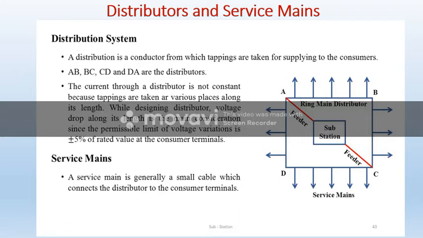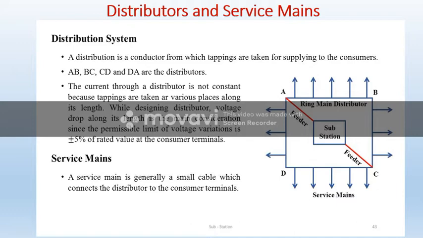Distribution and service mains. A distributor is a conductor from which tappings are taken for supplying to the consumers. AB, BC, CD, DA are the distributors. Current through a distributor is not constant because tappings are taken at various places along its length. While designing a distributor, voltage drop along its length is the main consideration, since the permissible limit of the voltage variations is plus or minus 5% of rated value at the consumer terminals.